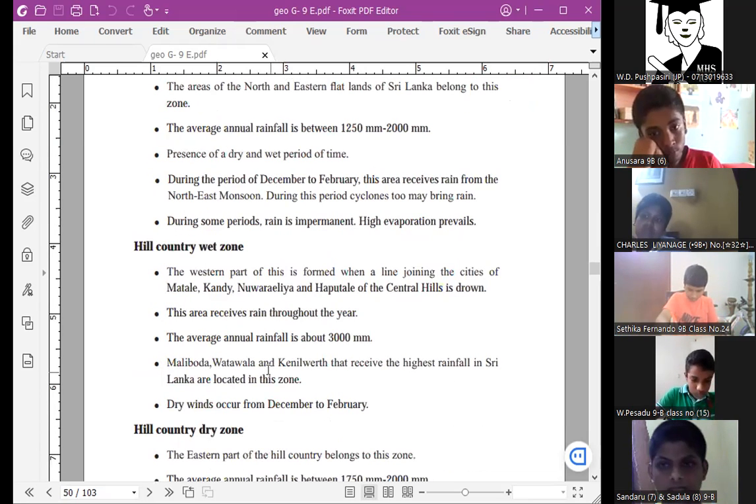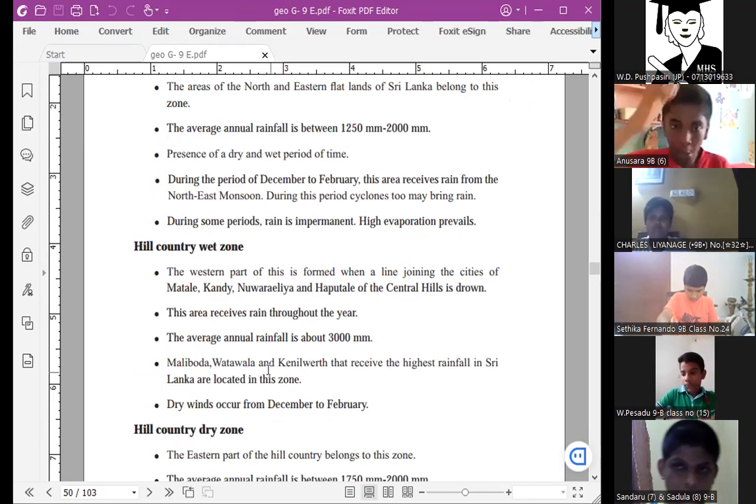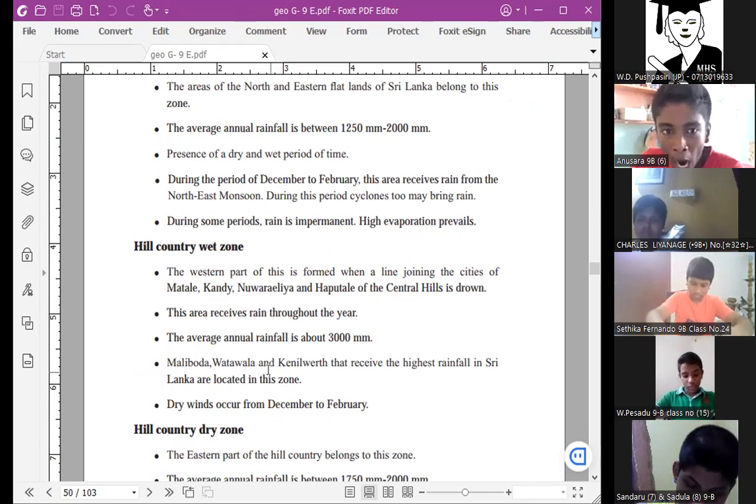The third one is the hill country wet zone. Hill country wet zone.